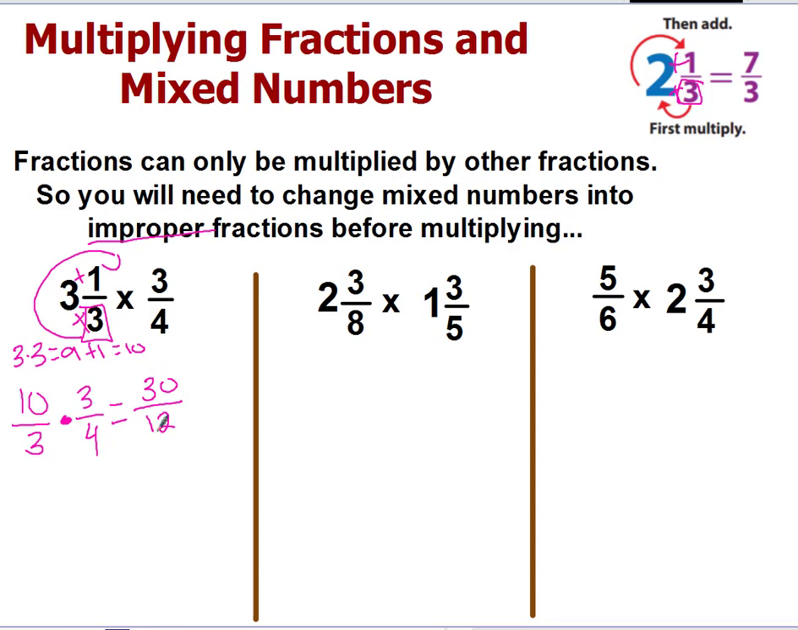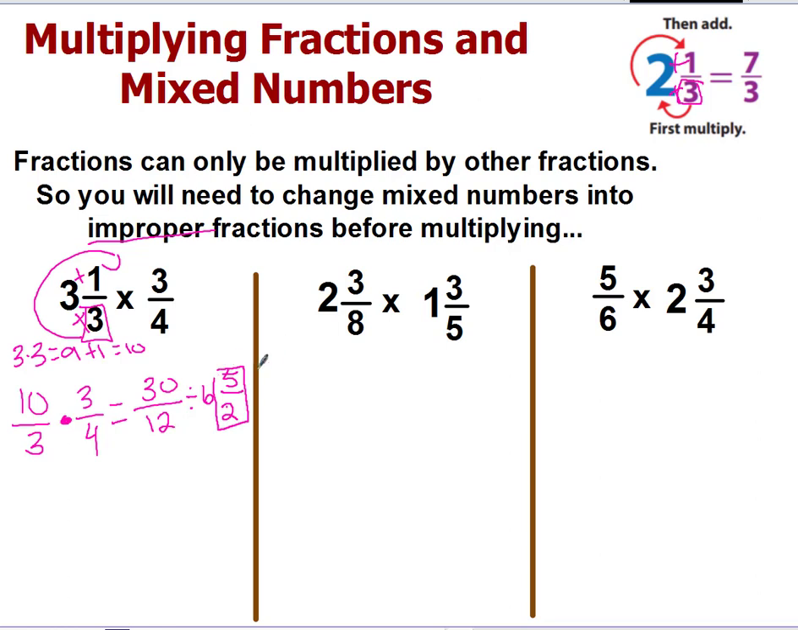Okay, can I simplify? Yes, I can. They both have a common factor of 6. So I can divide them both by 6. 30 divided by 6 gives me 5. And 12 divided by 6 gives me 2. Okay, so my improper fraction is 5/2. I cannot simplify that more.